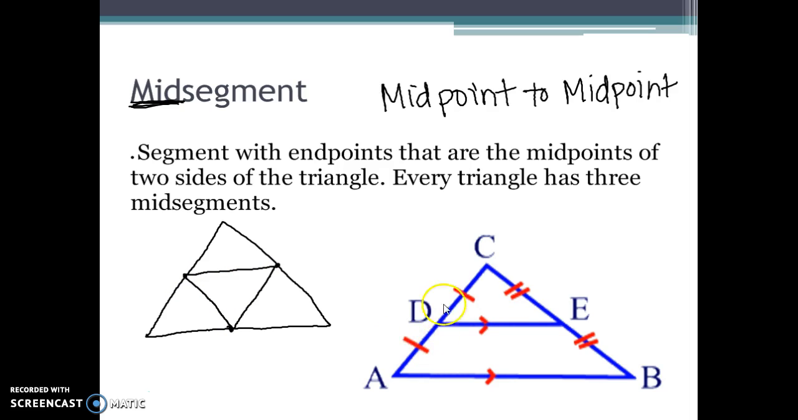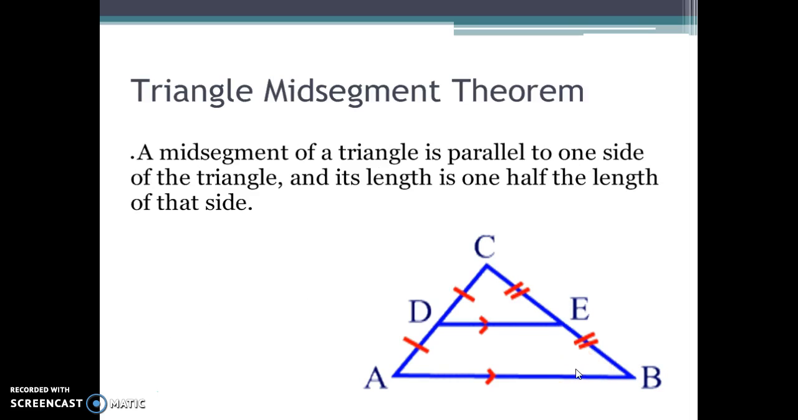Okay, these dashes are telling me that AD is congruent to DC, so that means this point D has to be the midpoint. It's in the middle of that side. Same thing with E, saying that CE is congruent to EB because they both have two dashes, so E must be the midpoint.